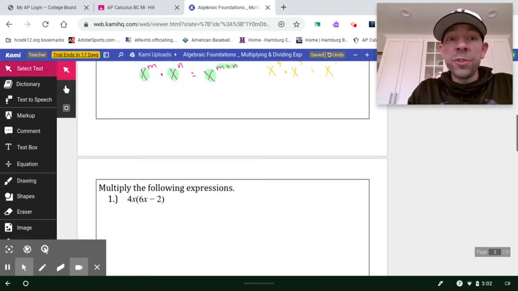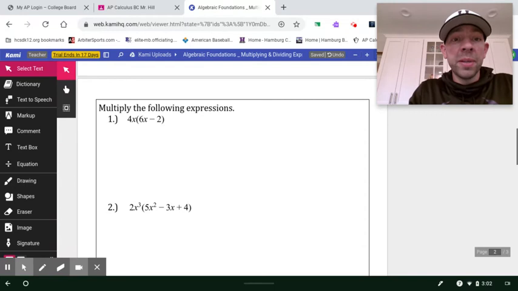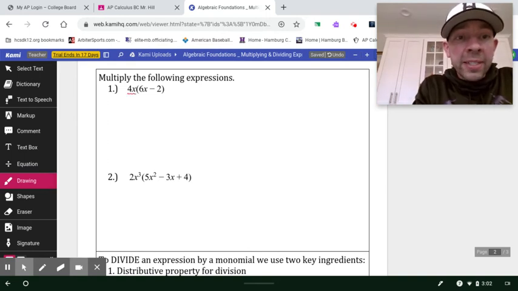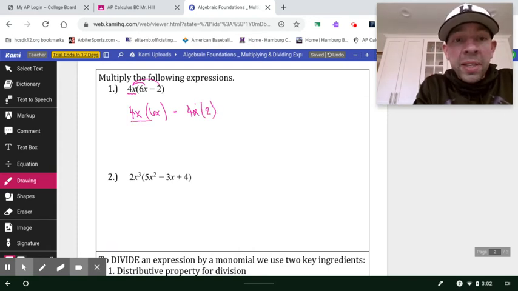So let's see if we can use those two key ingredients, put it all together here and multiply these following expressions. All right, let's see what we got cooking. Number one, I'm going to take this 4x, distribute it to the 6x, and then distribute it to the negative 2. So in slow motion, it's going to look like 4x multiplied by 6x minus 4x multiplied by 2. Okay, so to multiply these two terms, I'm going to get 24x to the what? Yeah, it's going to be squared because I had an invisible one here, an invisible one here. Add them together, you get the squared, minus 8x.